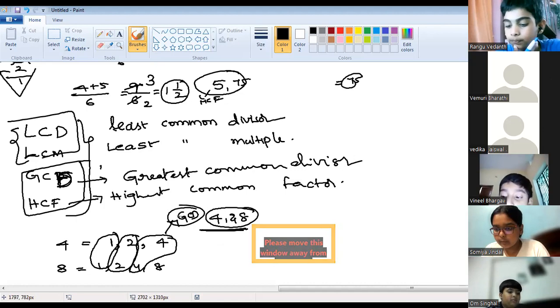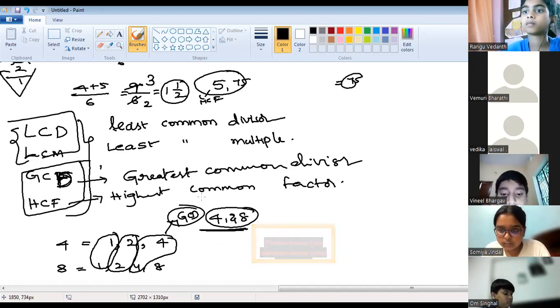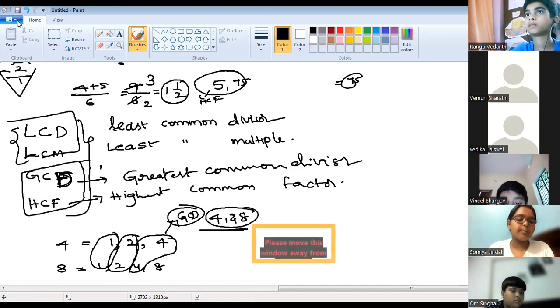Ma'am, can you show an example of an LCD? Oh yes, we will go with that part also. One minute. Ma'am, I just started with the mixed fraction.